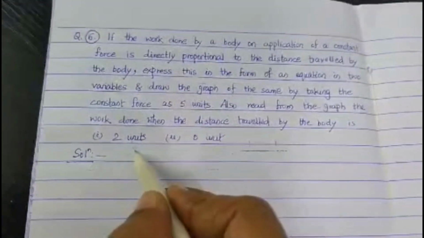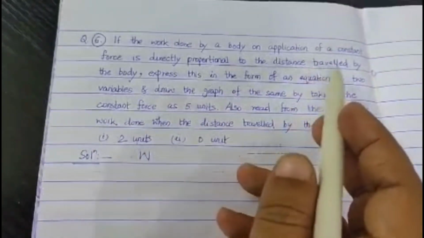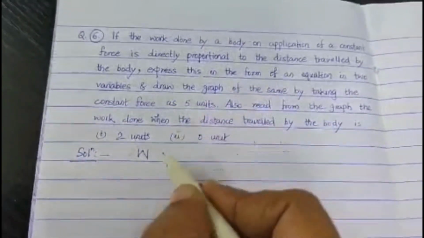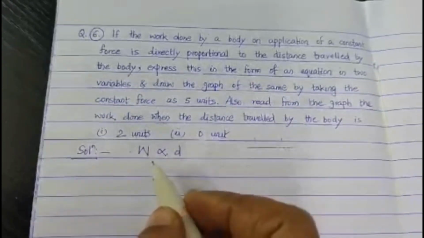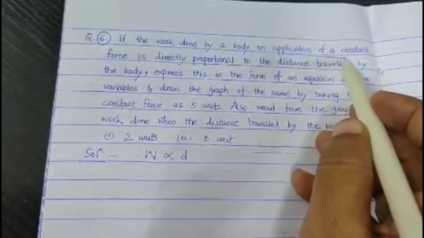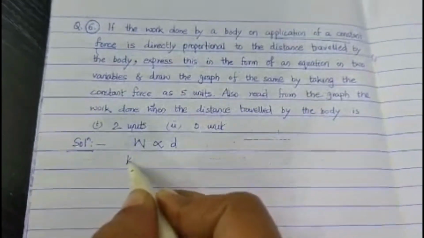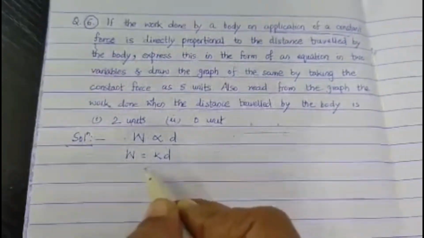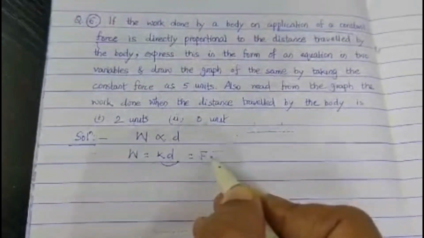The work done, let us take this W. The work done by a body on application of a constant force is directly proportional to the distance traveled by the body. Means it is directly proportional to the distance traveled. And one thing we have been given, that on application of a constant force. Okay. So we will write it W equal to KD. And in place of K, we will write F.